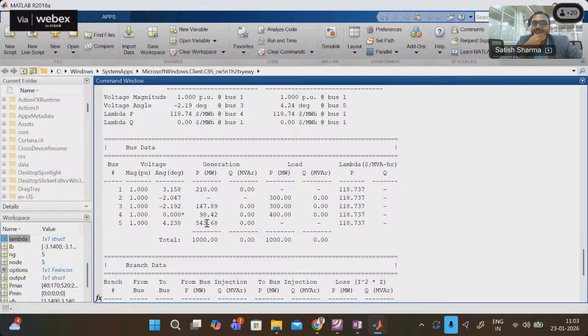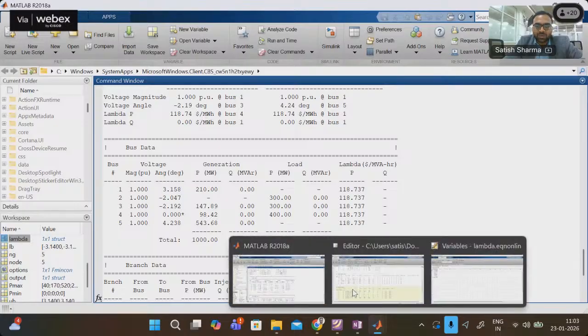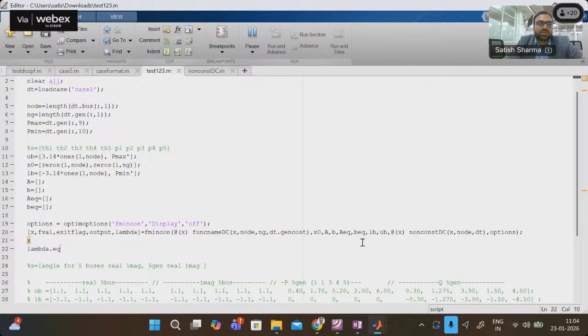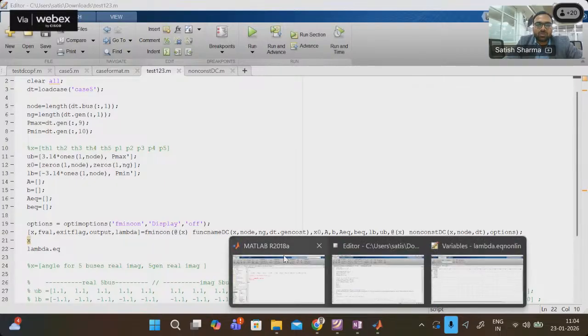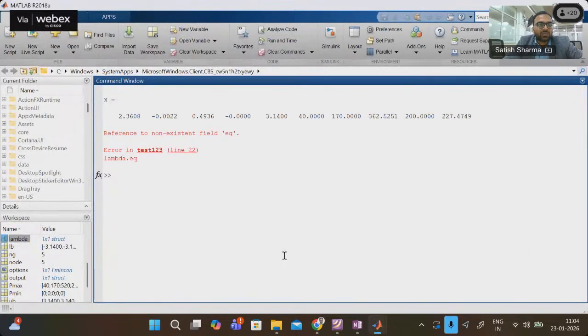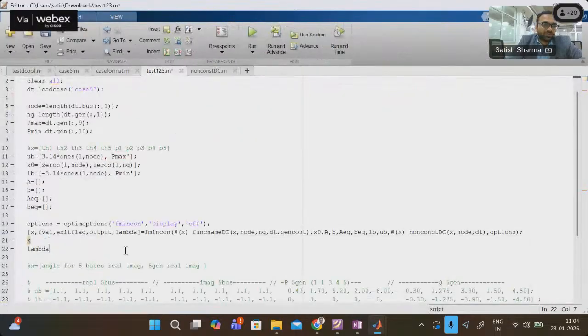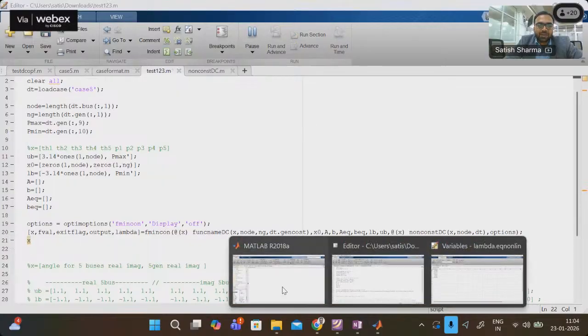If you convert everything into per unit, then you will not see these issues. Let me run again this file which we have created so far. This is a very fundamental one. Okay, why is some error coming now? Let me run it, and let's see the lambdas.